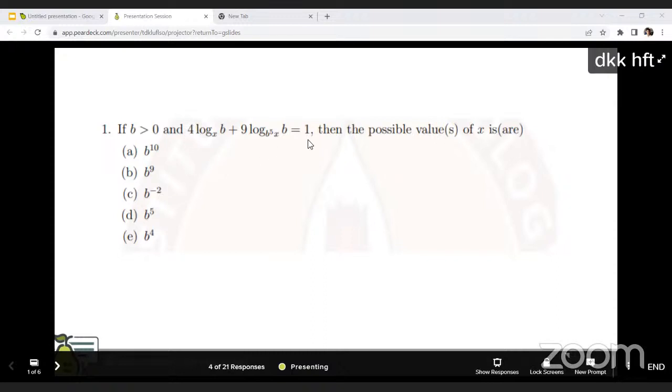By looking at this equation, you will get a feeling that I have to simplify this side, right? 9 log. So apply b to the power 5x. This part is very confusing.